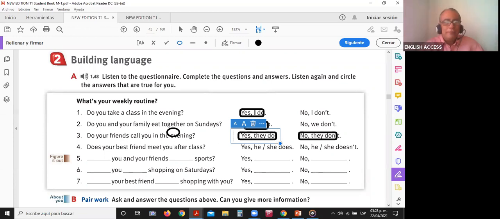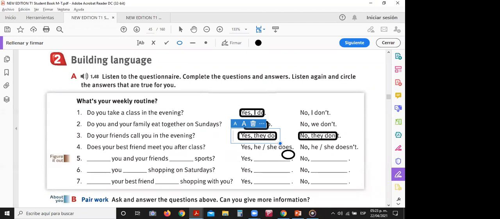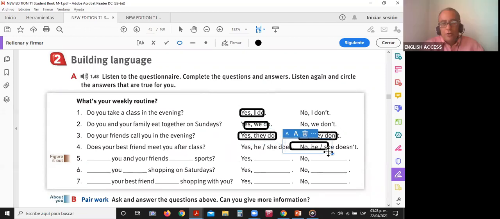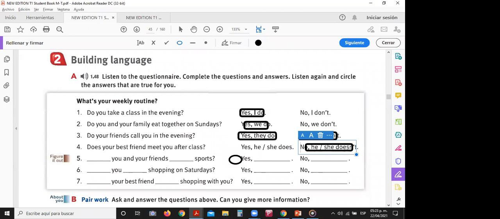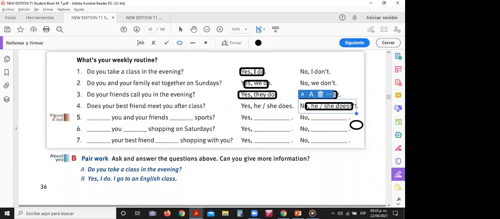Number 4. Does your best friend meet you after class? What about you, Carolina? No, she doesn't. Okay, your best friend doesn't meet you after class. What about you, Antonio? Does your best friend meet you after class? No, he doesn't. Okay, very good.